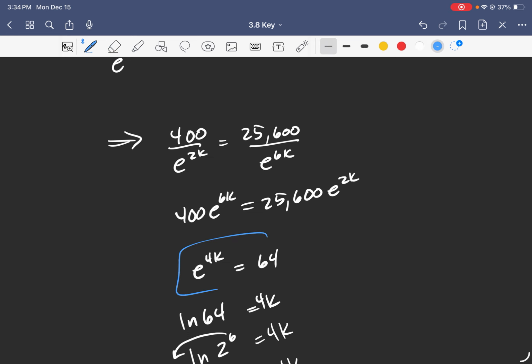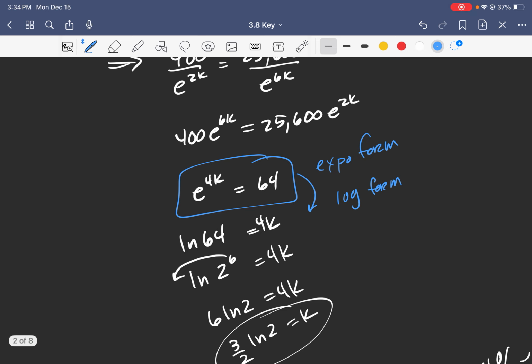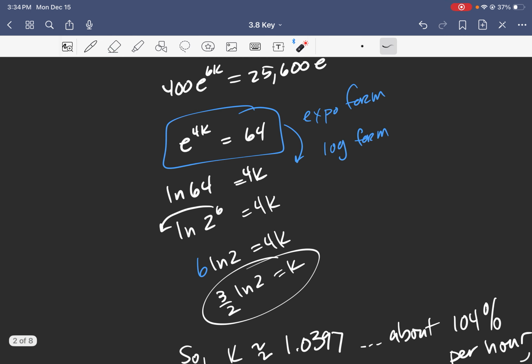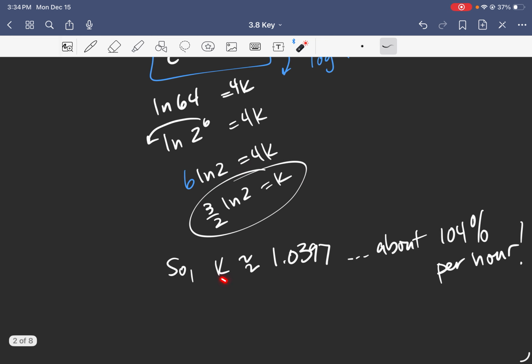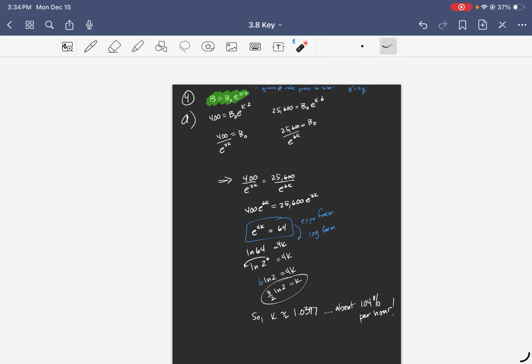We'll notice that this is in exponential form. We can just convert that into log form. And so we notice that 64 is the same as 2 to the 6th. Then we can end up pulling that 6 out front as a constant. Then if you divide both sides by 4, you get this, that your k is equal to 3/2 of a natural log of 2. So in other words, k is approximately this value. So that means about 104% every hour is our relative growth rate.